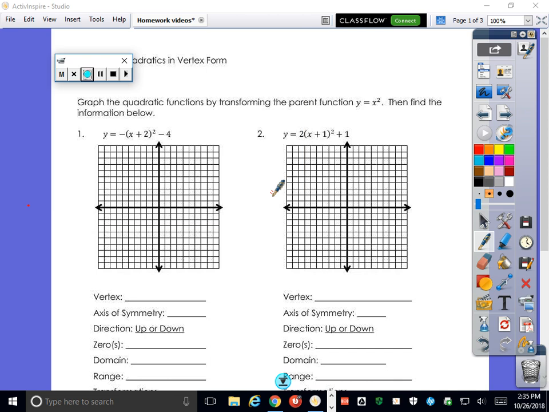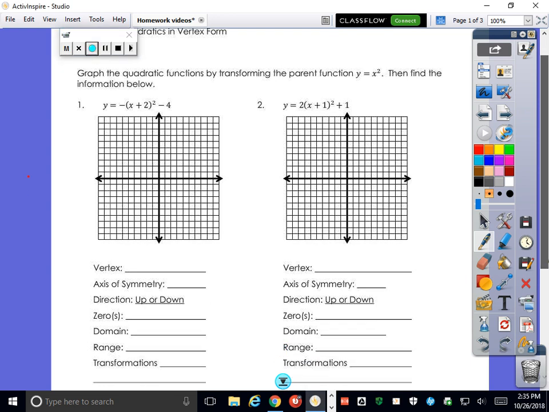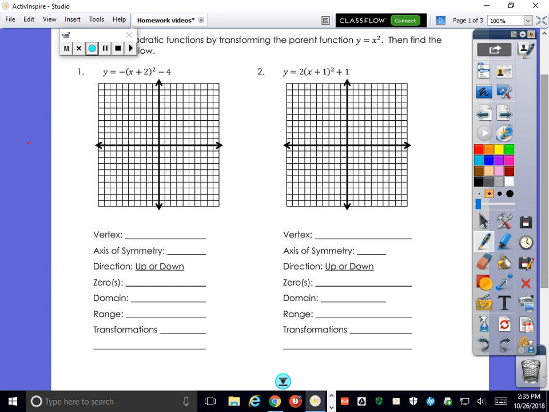Okay, so today we learned how to solve quadratics or graph quadratics in vertex form. So we have two problems here. We want to answer all of the pieces of the question down at the bottom, and then we also want to graph it. Okay, so I'm going to start with some of the pieces. The first thing that I'm going to start with is the vertex, because this is in vertex form.